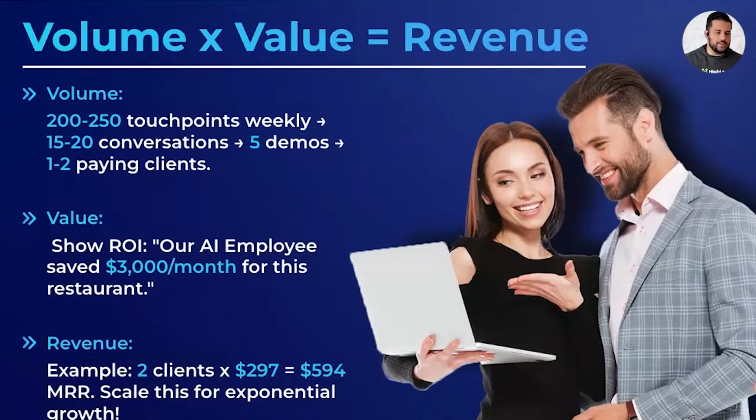So what does this all do, JB? What does this all do? We're driving volume. We're driving volume of activity. Volume of activity is value that you give. Value that you give is revenue that you earn. What does that look like?